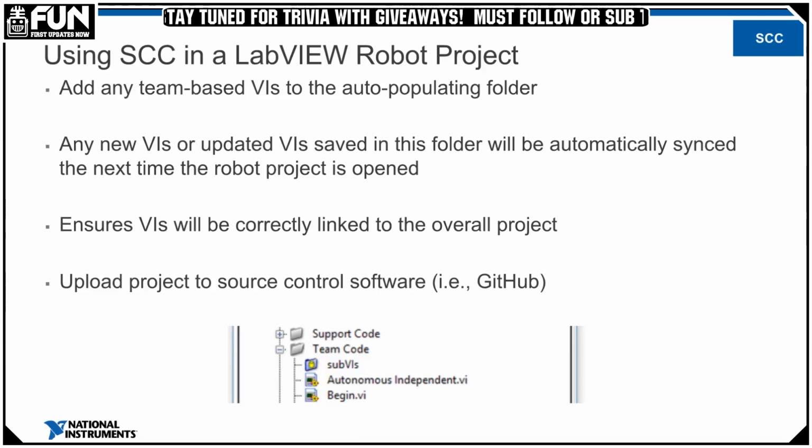I don't know if you've ever opened up a LabVIEW project and gotten some errors that say, hey, I can't find this file, or hey, the file path for this has changed, and you have to go through and relink everything. It can really be a pain. So this helps ensure that nothing gets unlinked and everything is going to talk to each other across the LabVIEW project. At this point, you can upload the whole project folder to GitHub, or anything like that, and the rest of your team will be able to access it from there. These are the steps we need to go through to set up a standard LabVIEW Robot project to work with source code control software.